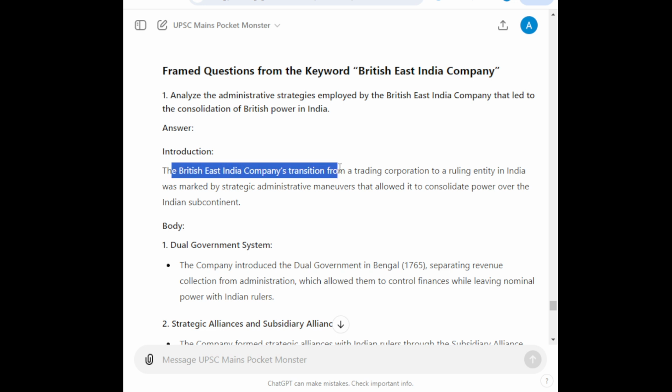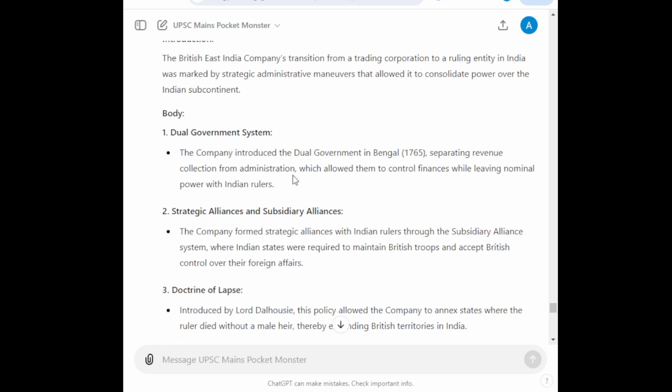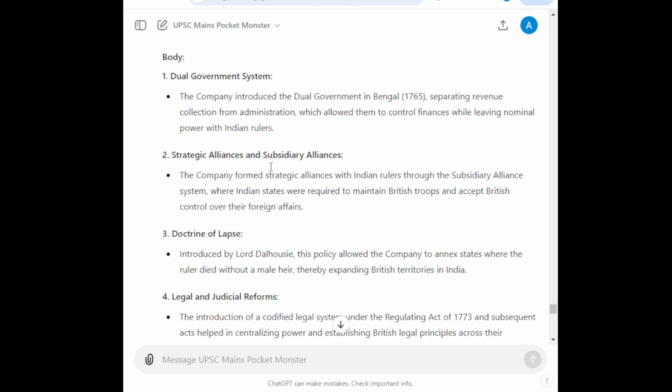The British East India Company's transition from a trading corporation to a ruling entity in India was marked by strategic administrative maneuvers that allowed it to consolidate power over the Indian subcontinent, and embody the dual government system, right? One of the most effective things. The company introduced dual government in Bengal, 1765. Oh, all right, they're talking about that time, not the diarchy. Separating revenue collection from administration. Okay, that's the main strategic thing.